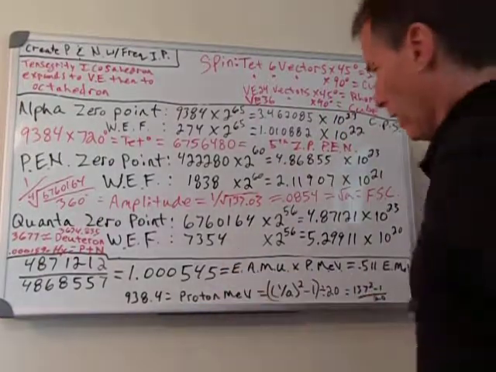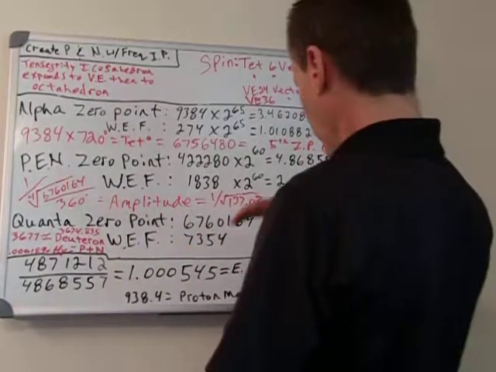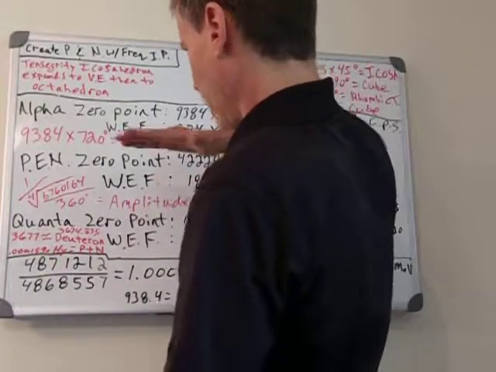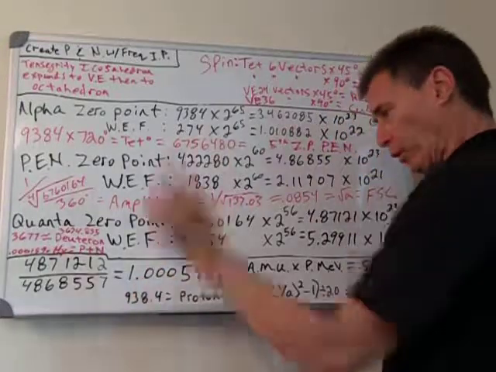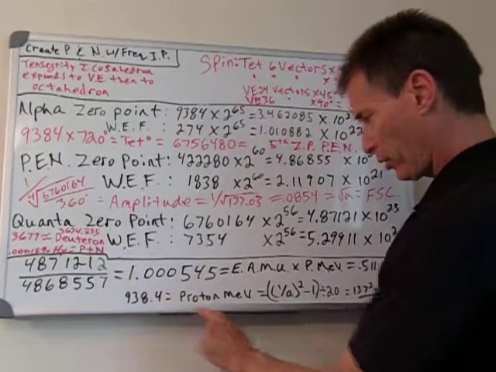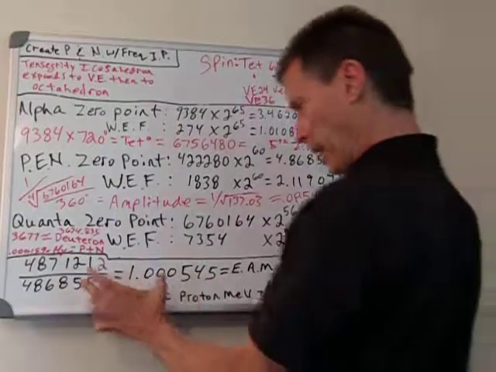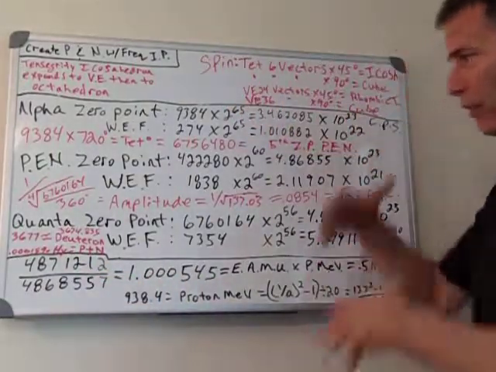Keep in mind that when we have these ratios, like the ratio between the quanta scale divided by the Planck scale, that turns up with this 0.00545 number, and we multiply that by 938.4, the proton's MeV, we get the electron's MeV, 0.511. I can go over this all day long.